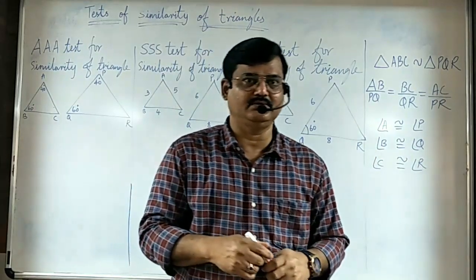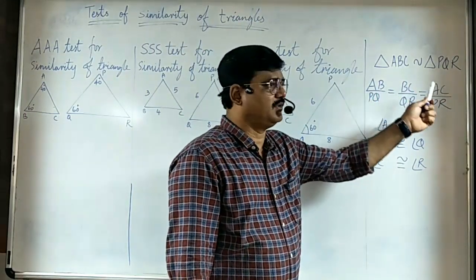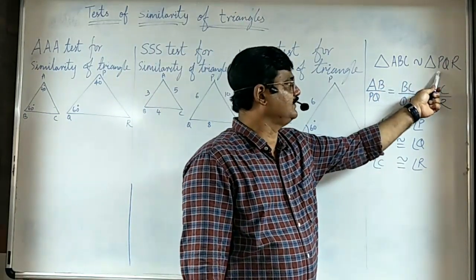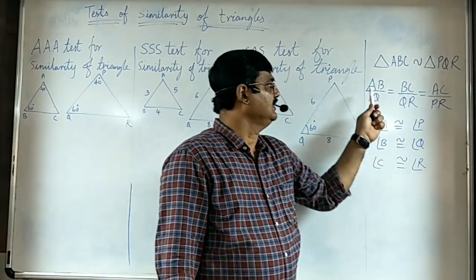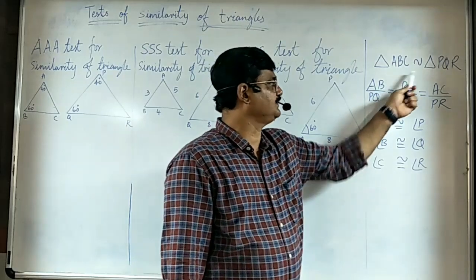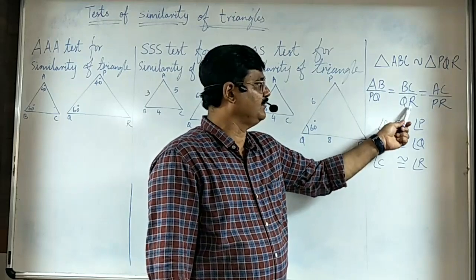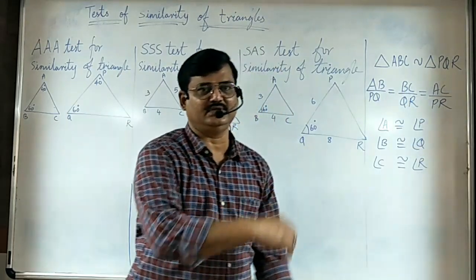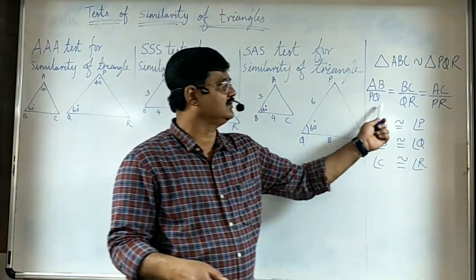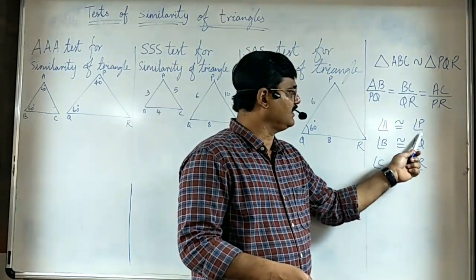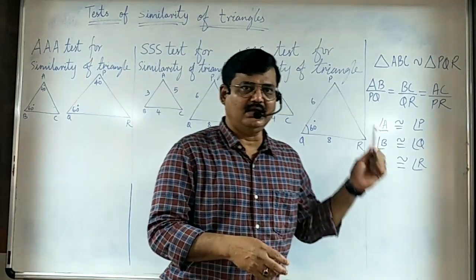Last time I showed you that if the two triangles are similar, then the ratio of their corresponding sides, that means AB corresponds to PQ, BC corresponds to QR, and AC corresponds to PR, are equal. AB upon PQ is equal to BC upon QR is equal to AC upon PR. Can you see this? What are the conditions? If the two triangles are similar, then the ratio of the corresponding sides are equal and the corresponding angles are congruent.